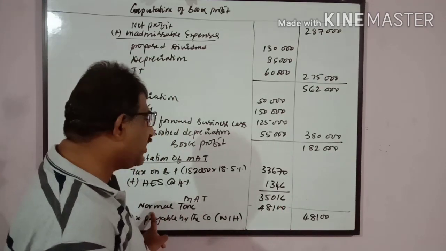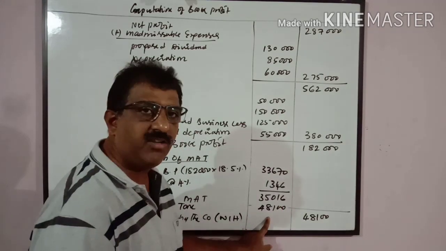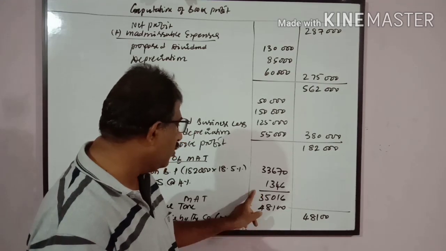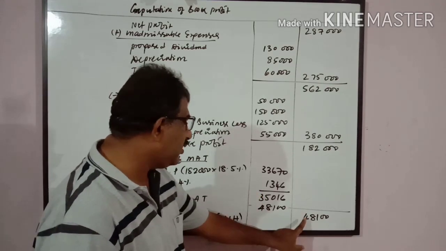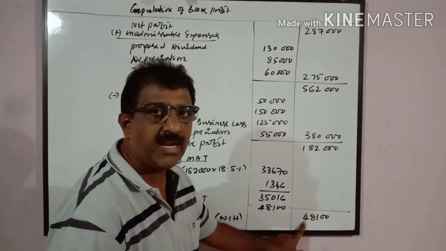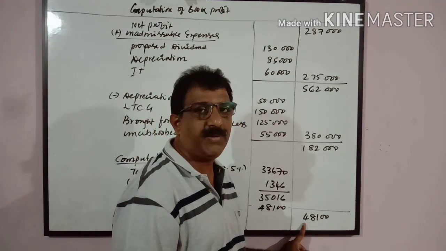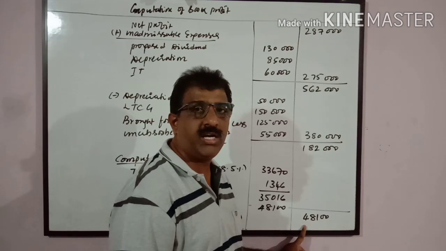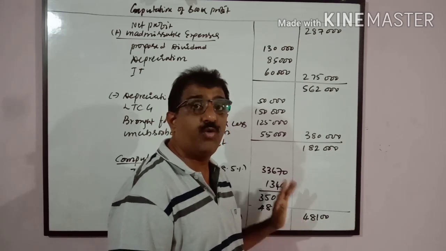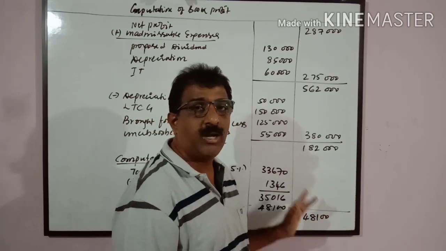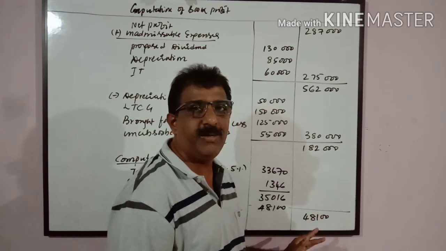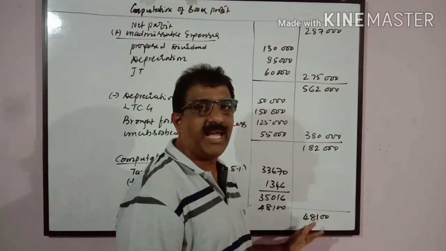But the normal tax which we calculated is 48,100. Among these two, whichever is higher is supposed to be paid. That is, 48,100 is higher, so our company has to pay 48,100 as tax. This is a 14-mark problem: computation of tax liability, total income and tax liability.